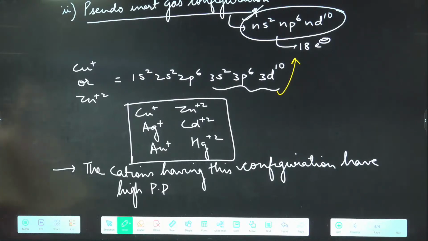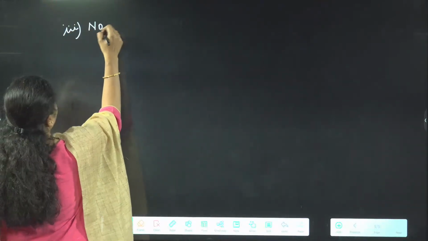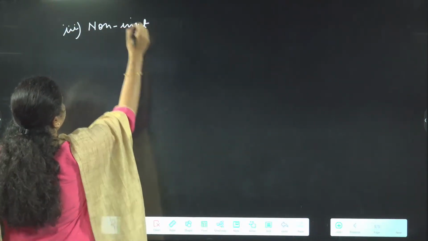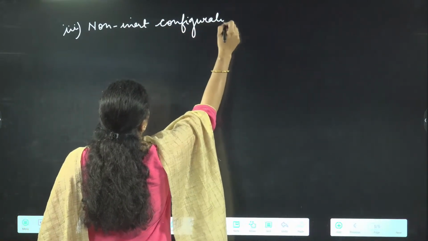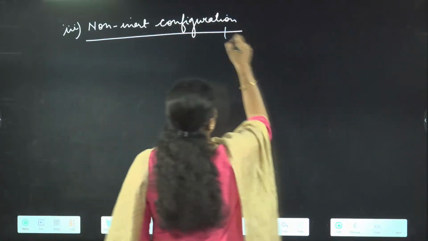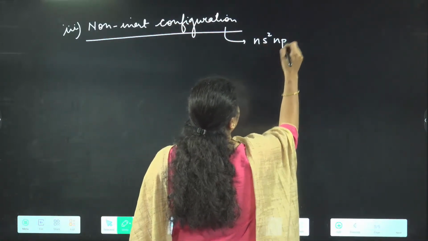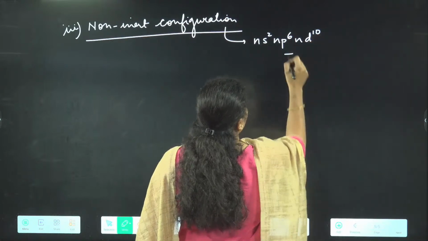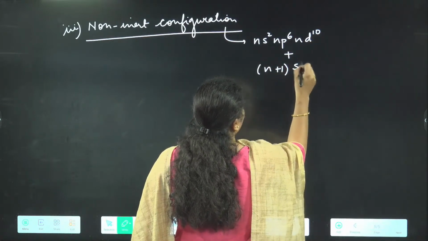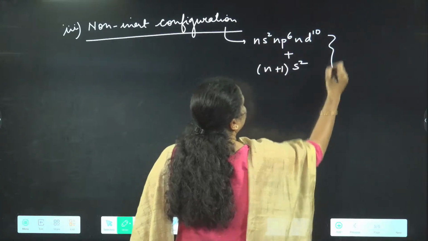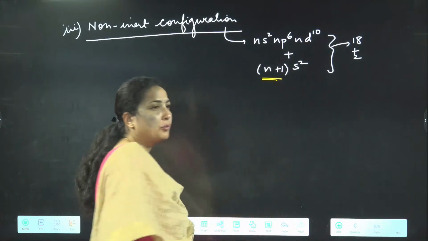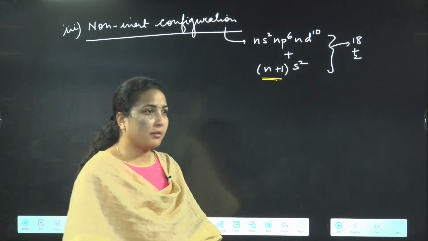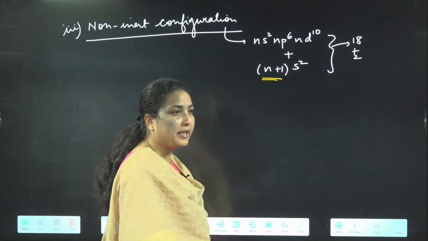Okay. Now let us go for the third kind of configuration which we have, that is non-inert configuration. And in this non-inert configuration, basically you will be having ns2 np6 nd10, that means 18 electrons, and apart from that you are having (n+1)s2, right? Now the thing is, you are having this as 18 plus 2, but you must understand this is like outermost shell is having s subshell we are talking about, okay? n and n plus 1 is there.